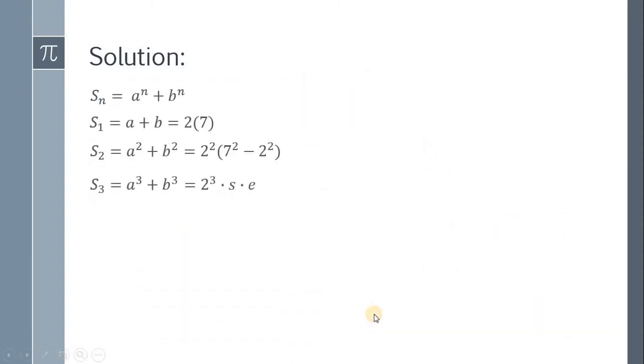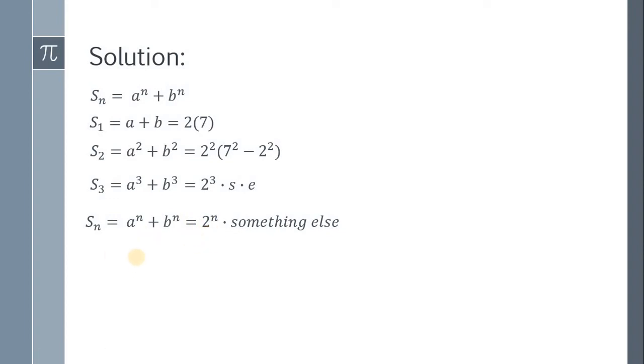Notice na meron tayong makikitang pattern. Yung S sub 1 is a multiple of 2 raised to 1. Yung S sub 2 is a multiple of 2 raised to 2. Yung S sub 3 is a multiple of 2 raised to 3. Now, it follows that S sub n is a multiple of 2 raised to n.